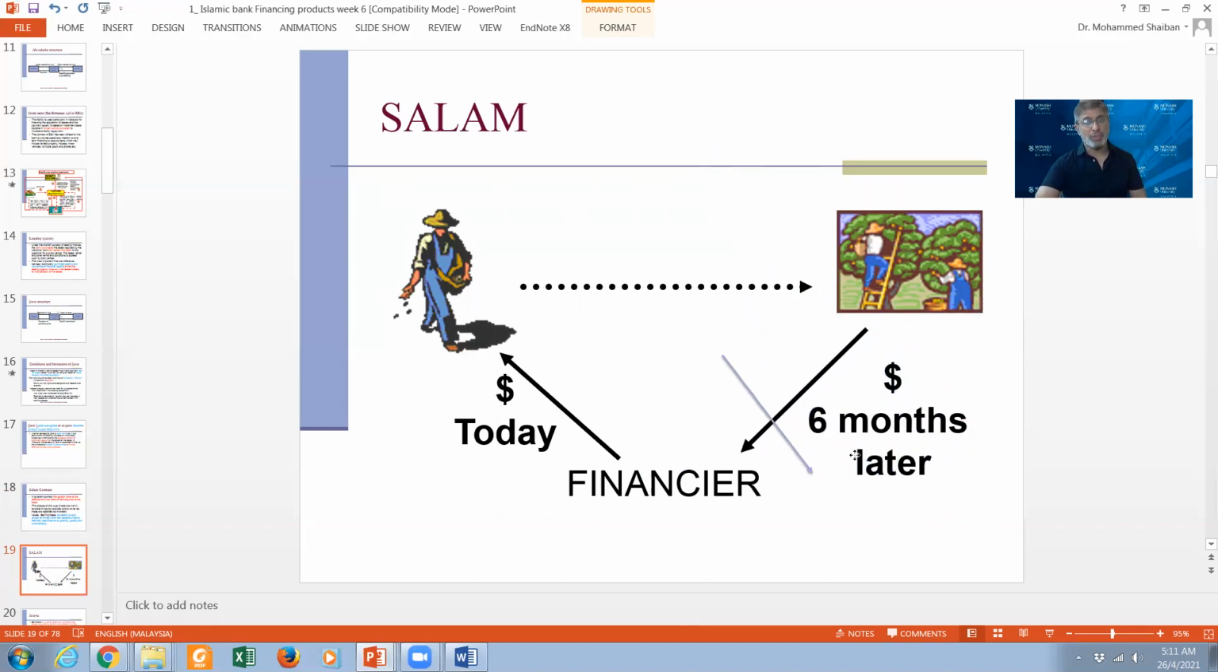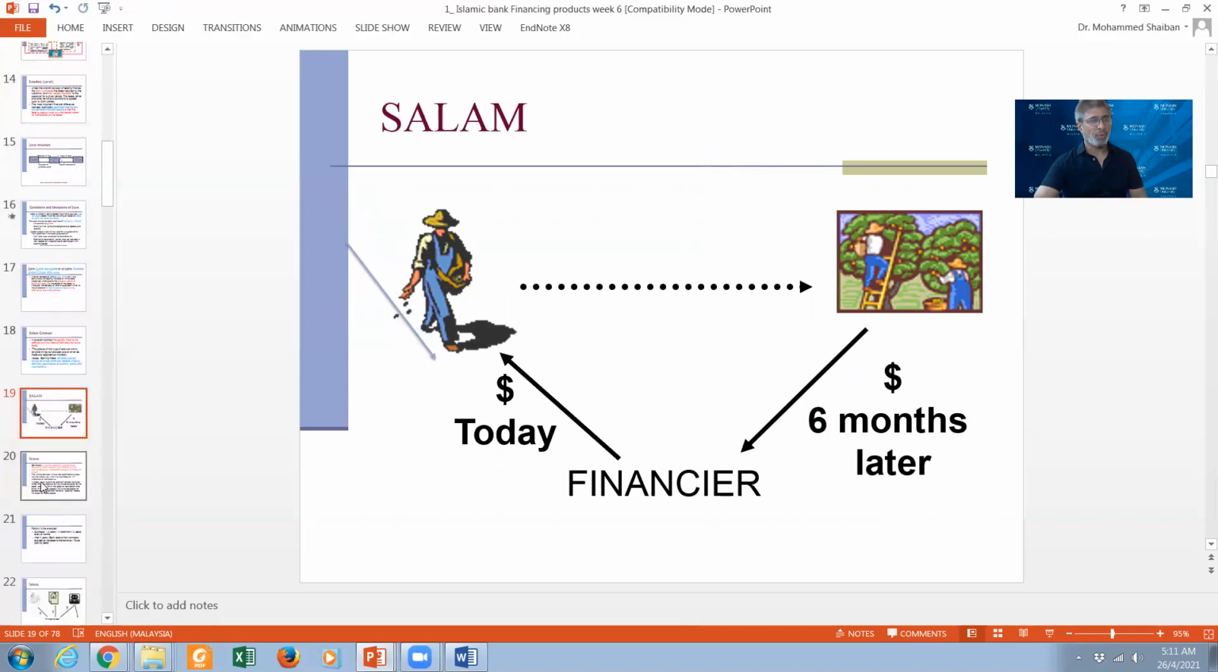You cannot delay, or cancel the contract from either party, because the money is already in the land, or maybe in the machine you are building, or in the program you are building, whatever, or in the startup you are investing in. So this is how the salam contract works.